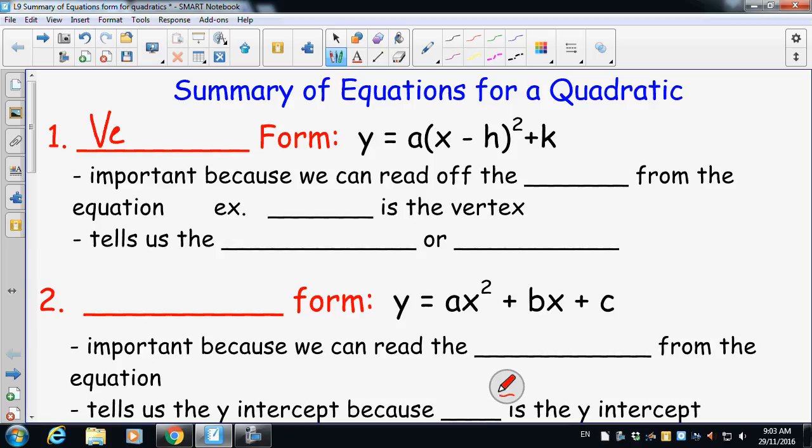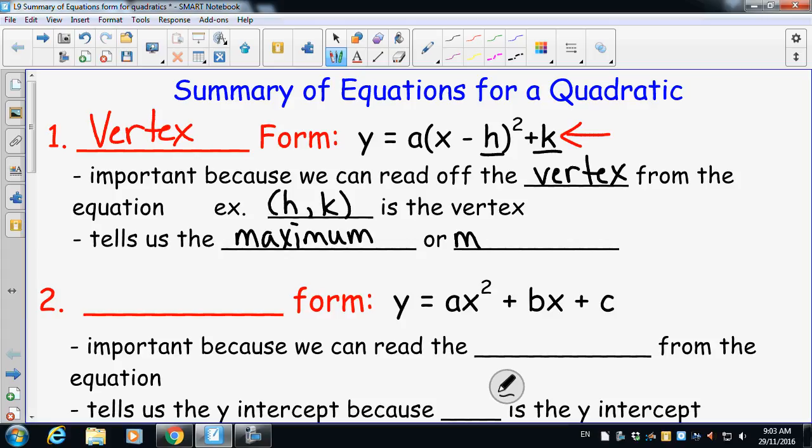One of the forms we have looked at is called vertex form, and it looks like y equals a bracket x minus h squared plus k. This is an important form because when your equation looks like this, you can read off the vertex from the equation. And you do that by looking at the h and the k value. So whatever number is with the h, whatever number is where the k is, tells us the vertex. This is important because the vertex will tell us the maximum or the minimum.